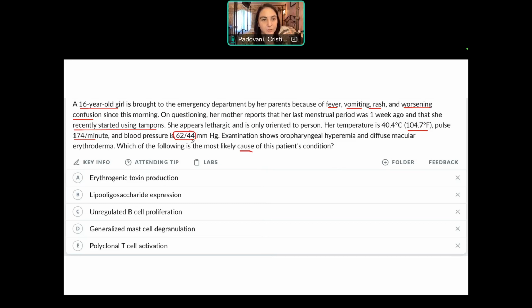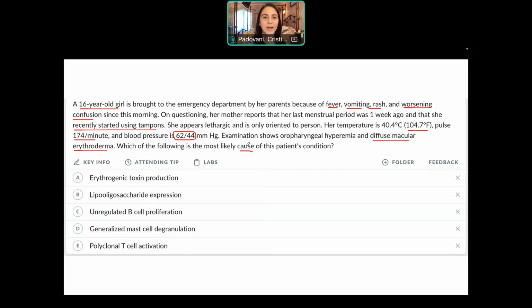I say this in future PowerPoints, but if your systolic blood pressure is less than 90, this is bad. This is hemodynamic instability. You're very unstable. She's very, very hypotensive. Examination shows oropharyngeal hyperemia and diffuse macular erythroderma. So she's got this diffuse rash everywhere. So we have hypotension, diffuse rash, fever, and she recently started using tampons. This is toxic shock syndrome.